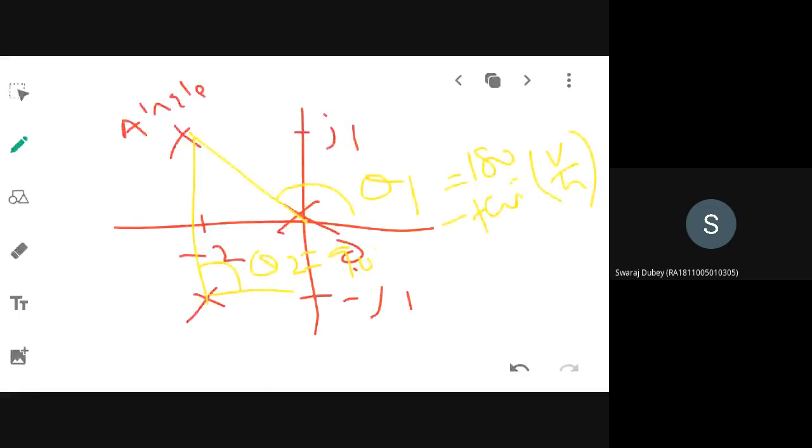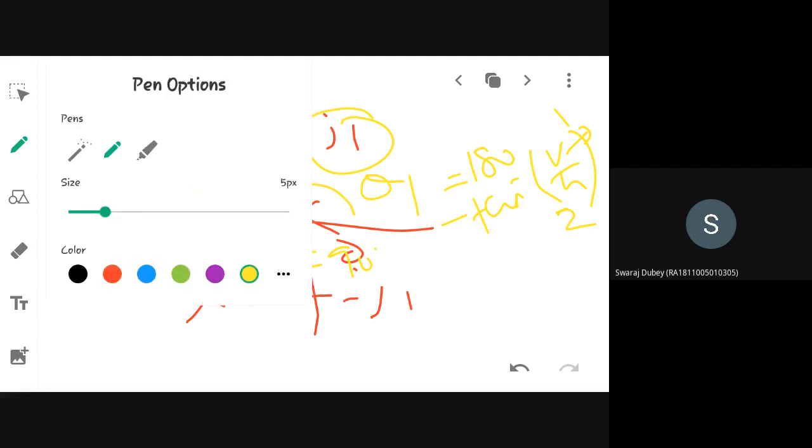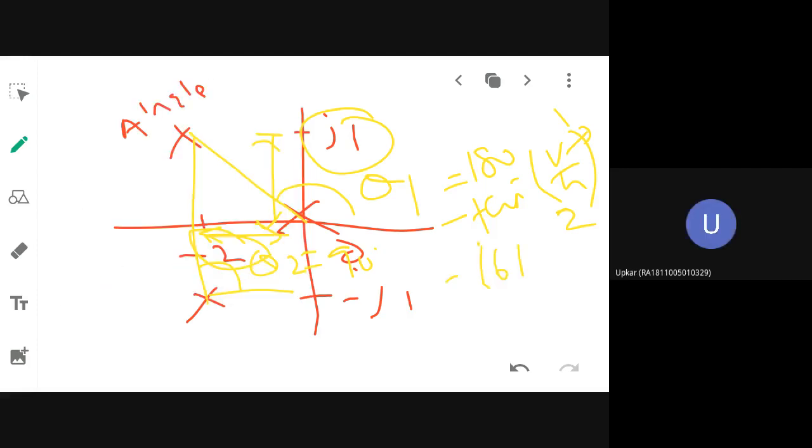So the vertical distance is this distance, that is j1, so 1 here. Horizontal distance is this distance. Here you have marked minus 2. 161.56. What is the answer? 161.56. All got this answer, 161.6.